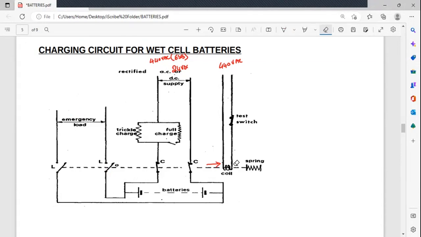Everybody clear with this discharge cycle? Please do practice this particular circuit. It's a very simplified circuit, and once you draw the circuit itself, you will understand how it works. And then you will be able to explain it in the exam.